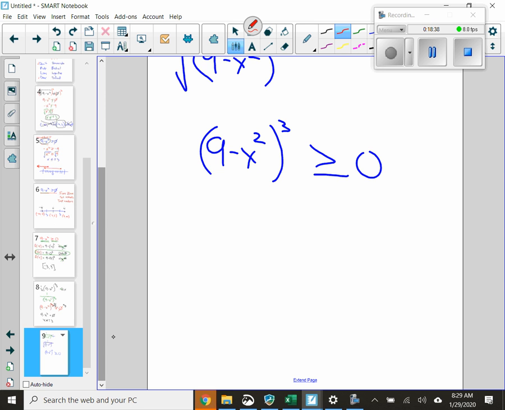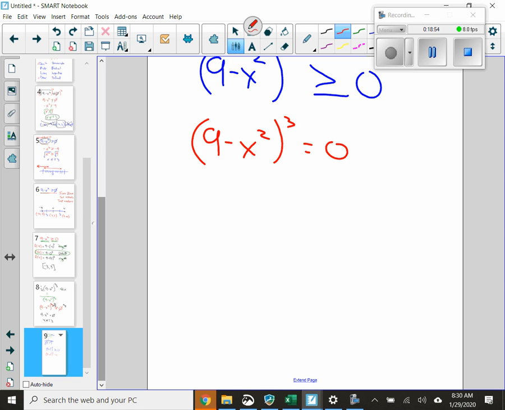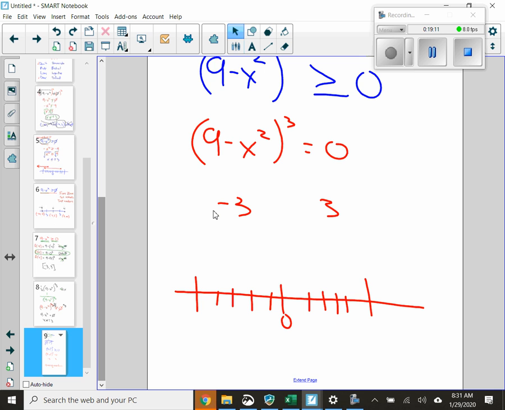If I find the zeros of 9 minus x squared cubed, I find where those equal 0 from the work that I did before. I'm really going to run into the same thing. My zeros are going to be -3 and +3. So again, if I set up a number line, here is one interval here at -3. Here's another interval here at +3.